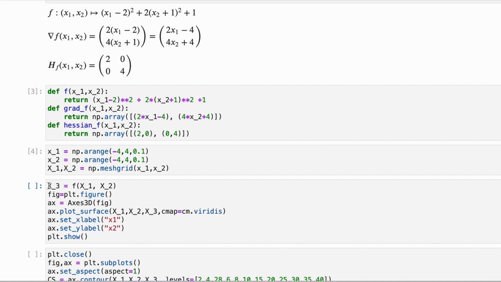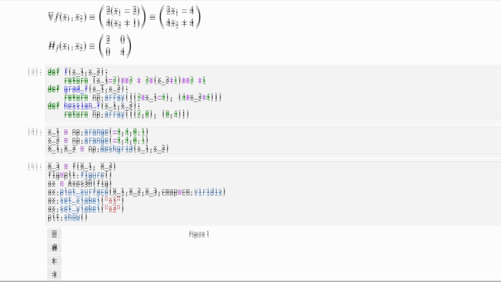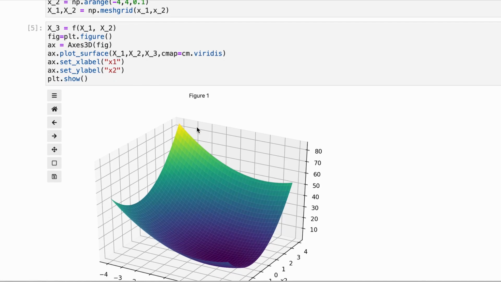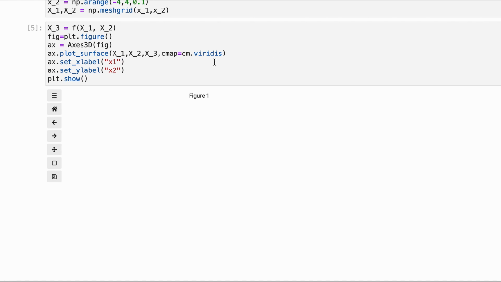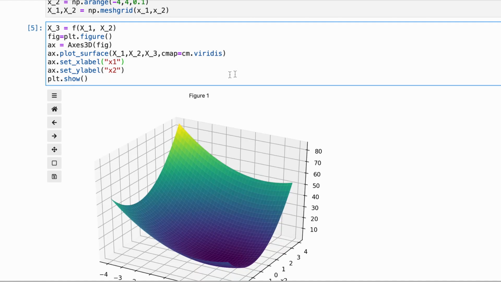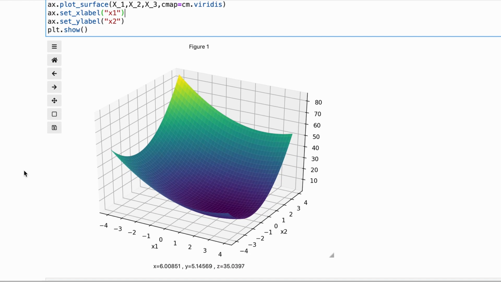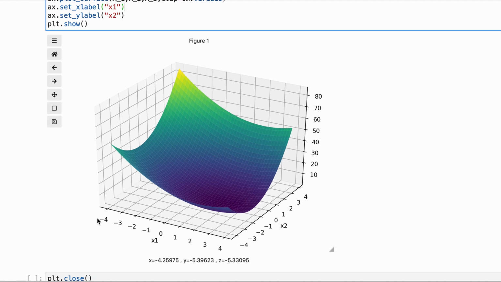So we define the x3 coordinate as f of x1, x2 for the grid that we just defined. And we're doing a surface plot. So this is how that function looks. And you can see that's a nice quadratic function. We would suspect there is a minimum somewhere in that area.